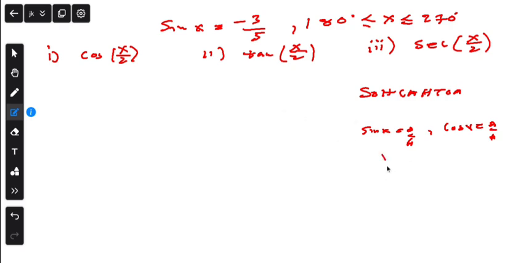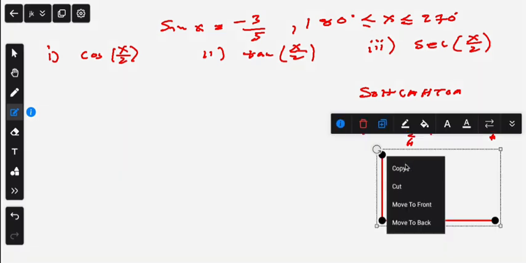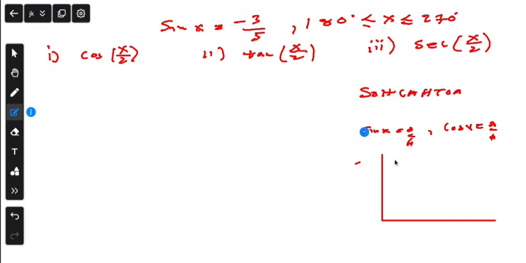So let me just draw a triangle here so that you can appreciate what I'm talking about. The hypotenuse is 5, then the opposite is 3. You can just imagine that the angle is somewhere here, which is x. To find this one here, let me just put 4 here because we know that this is a 3, 4, 5 triangle. You can try, this is the hypotenuse, you use the Pythagorean theorem.